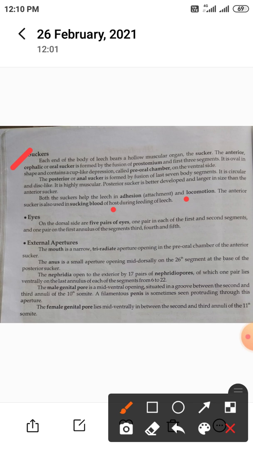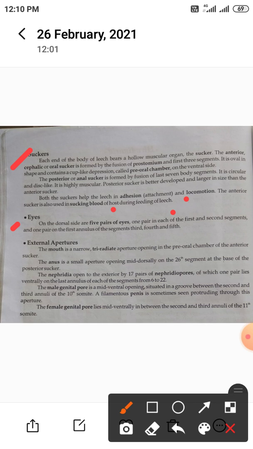Both the suckers help the leech in adhesion, that is, attachment and locomotion. Suckers help for sucking the blood, and they help for attachment and locomotion. The anterior sucker is also used in sucking blood. The anterior sucker, which is present at the region of the mouth, is also used in sucking the blood of the host during feeding of the leech. Then next, eyes.